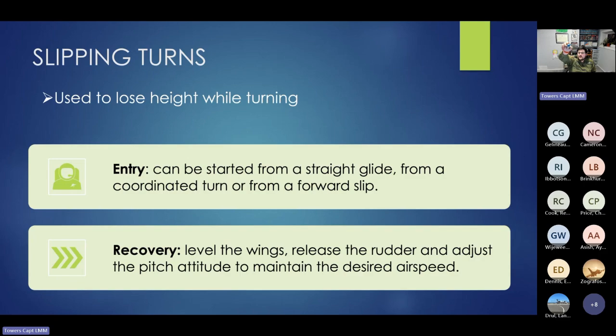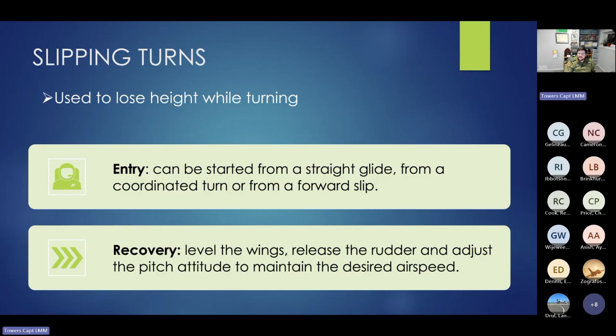But yeah, to enter it, you can start it from the straight glide. Just enter that forward slip and start turning just by allowing it to bank more than you're stopping it with the rudder. From the coordinated turn, you could just give it some opposite rudder to slam it into the slipping turn, or from a forward slip where you're starting like this and just easing off the rudder a little bit and getting it into that turn. Whatever way you enter it, recovery is the same. You just level those wings and release the rudder and adjust the pitch attitude to maintain the desired airspeed.